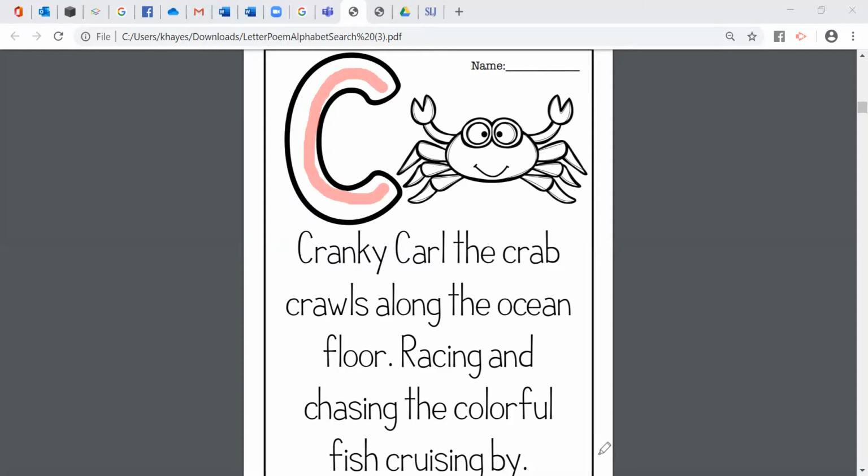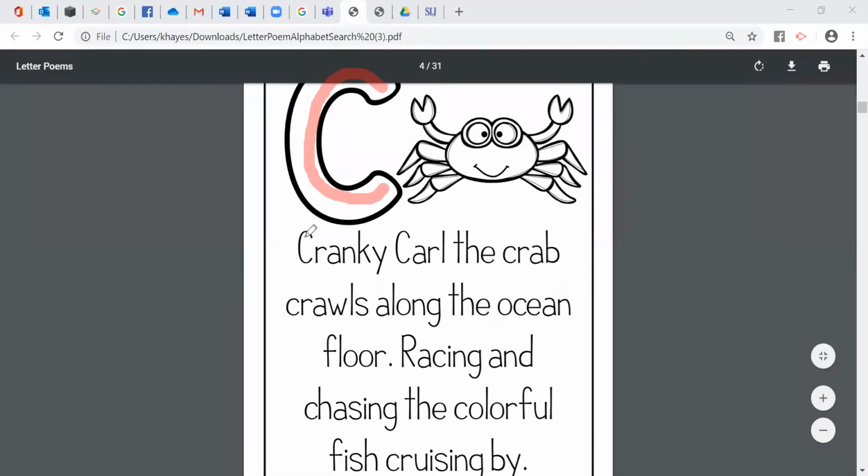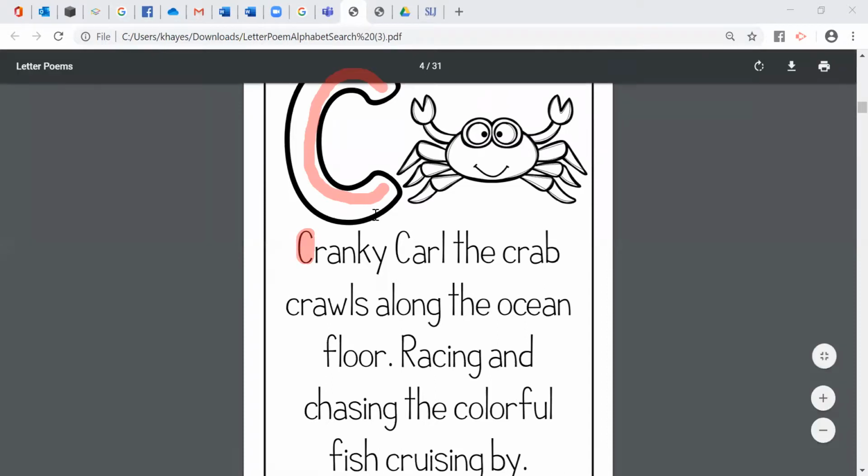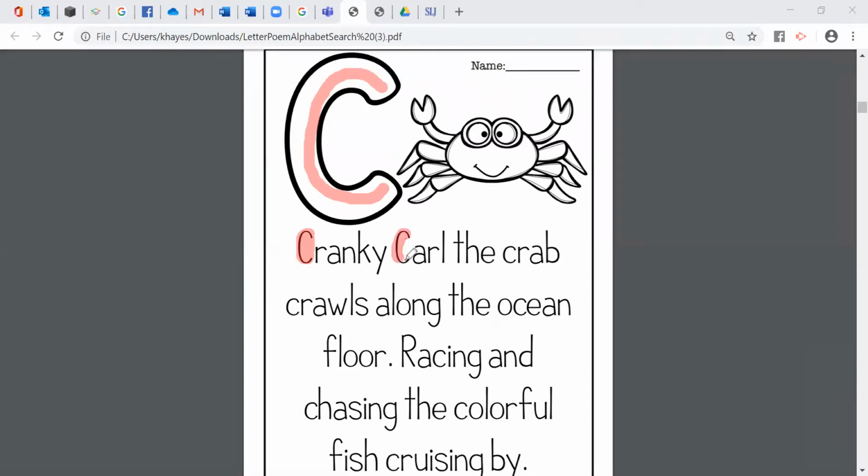All right, so let's go ahead and let's start finding those letter C's. Our first word is cranky. Do you guys ever feel cranky? I know sometimes I do. So let's highlight this letter C that cranky starts with. And then our crab's name is Carl. Does Carl have a C? Sure does. It starts with one. So let's do Carl. The? No. How about crab? Good. Crab starts with a C.